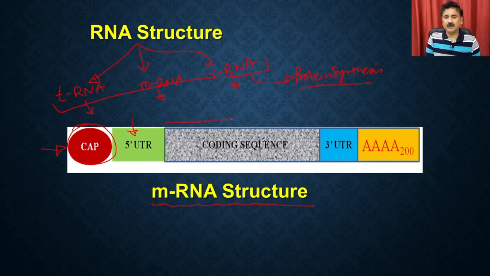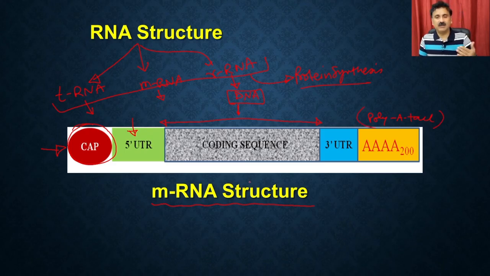And then you are going to have the coding sequence. This is a sequence which is complementary to the DNA sequence, so this is the sequence being synthesized from the DNA. And then you are going to have the 3' UTR, and after that the poly A tail. So this is the typical structure of the messenger RNA, and since it has this kind of structure, it can be helpful for the isolation of the messenger RNA from the cell.